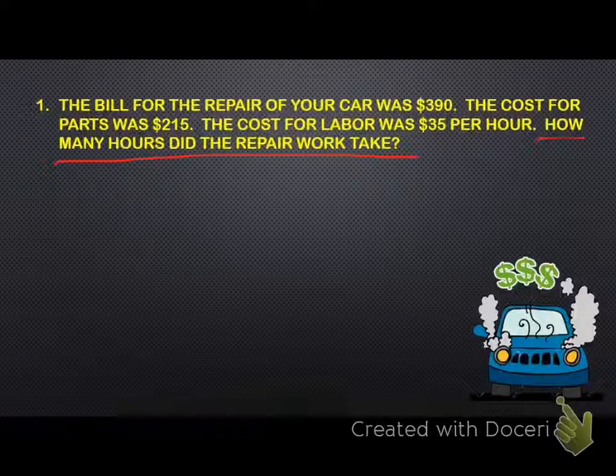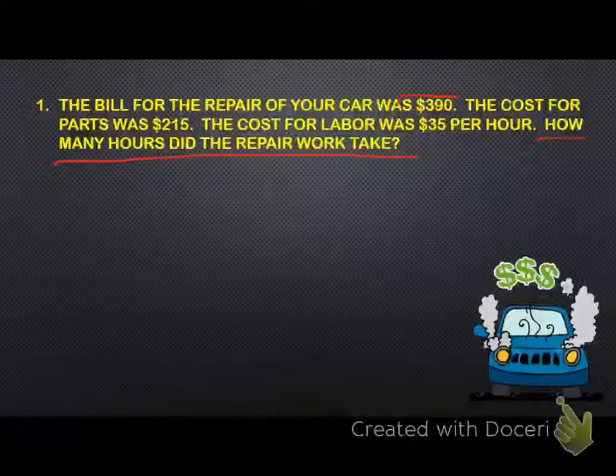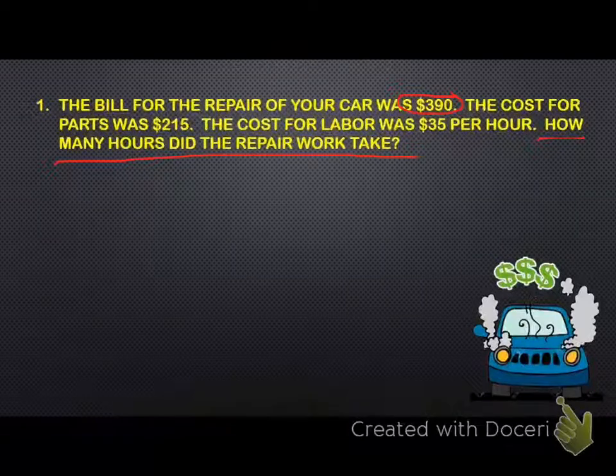Let's circle information. The bill for the car was $390. Now, when we get a bill, doesn't that mean the total? And the cost for parts was $215, and the cost for labor was $35 per hour. So, Dakota, you have a question? Wouldn't we just subtract $215 from $390 and then divide by 35? That's exactly what you should do. But what we need to do is set up an algebraic equation that models that.